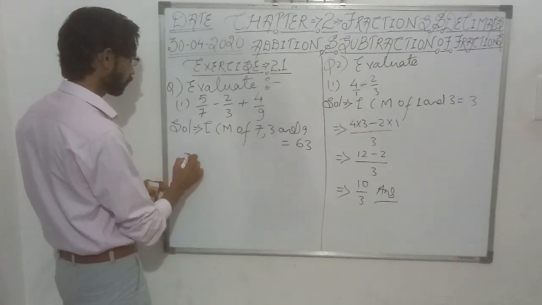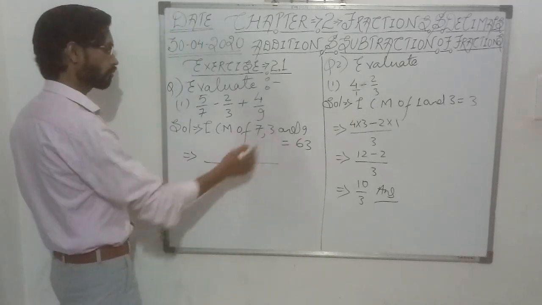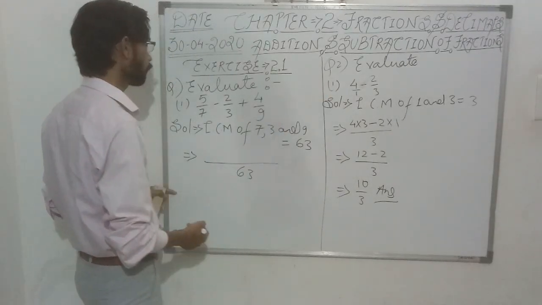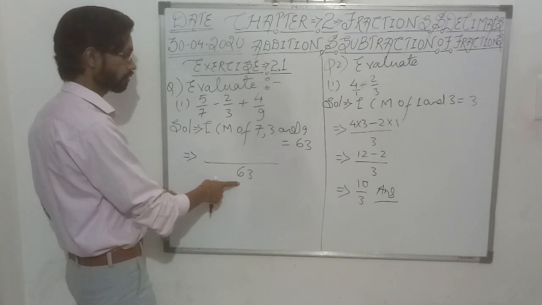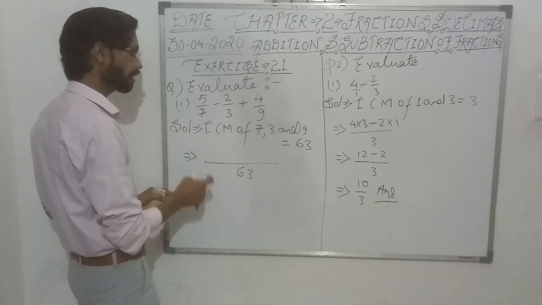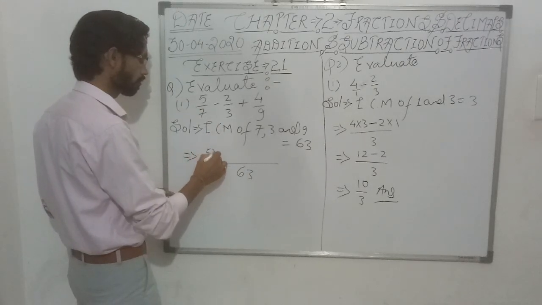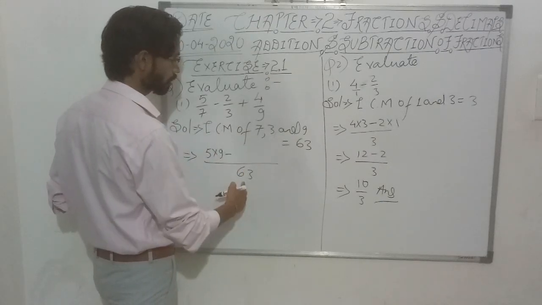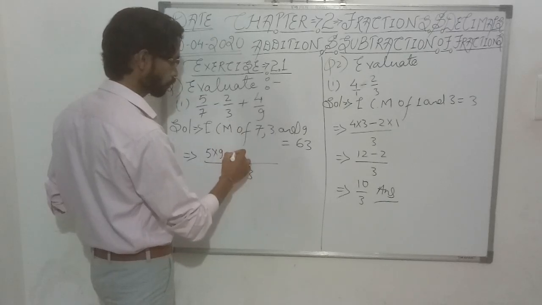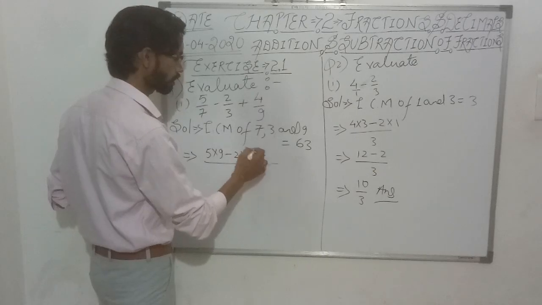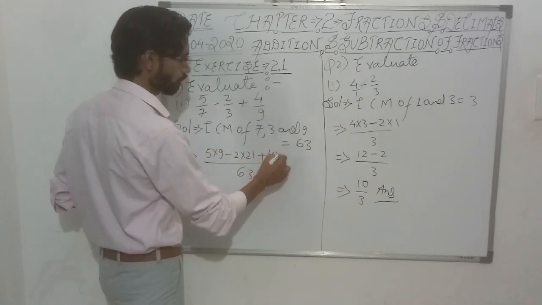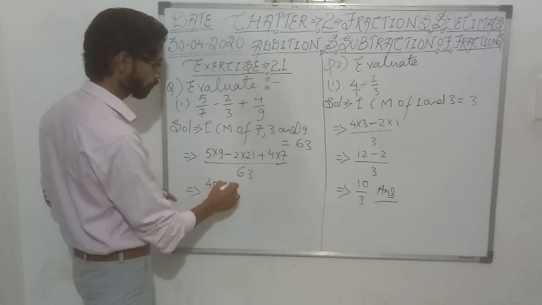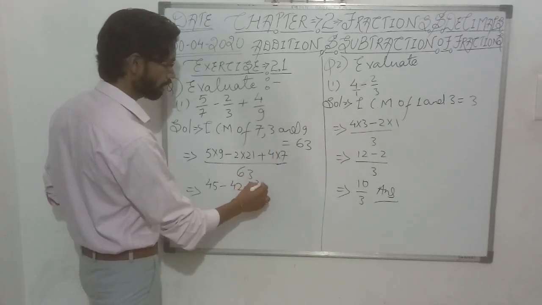Again we will put the sign of implies, and write down the denominator 63. That means our LCM is 63 as we have taken out. Same method we will apply as in the previous two questions. 63 will be divided by 7. Then what do we get? 7 9s are 63, that means 9 will be multiplied with the numerator 5. Minus will be minus as it is. Again 63: when we divide 63 by 3, we get 21. So 2 multiplied by 21, plus 9 sevens are 63, so 4 into 7. In the next step, 5 nines are 45, minus 21 into 2 is 42, plus 4 sevens are 28, upon 63.